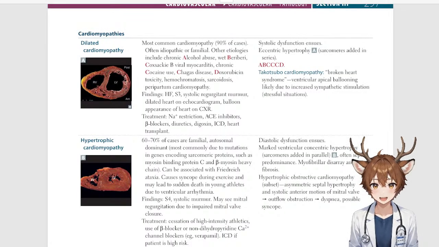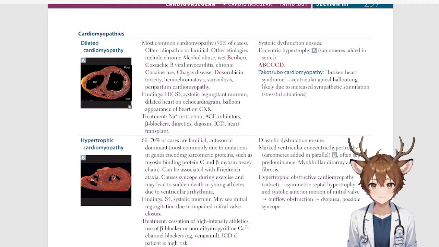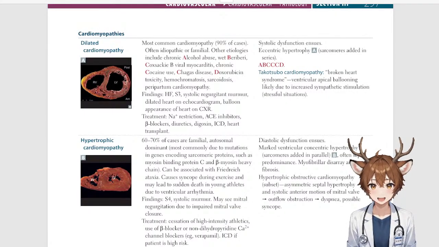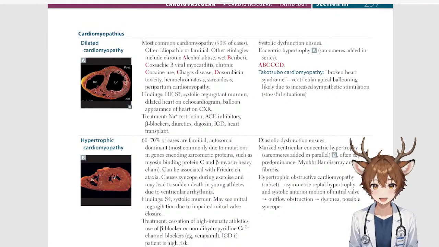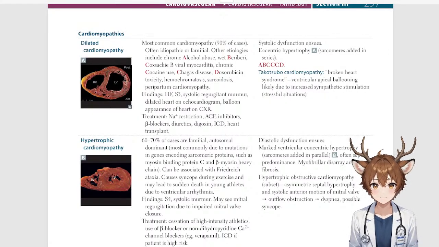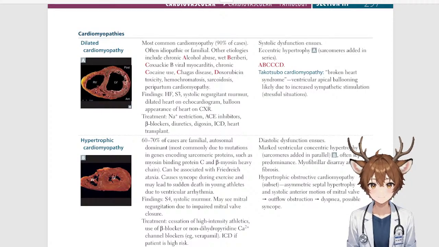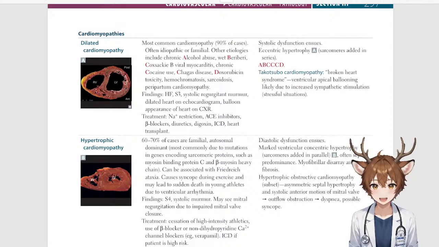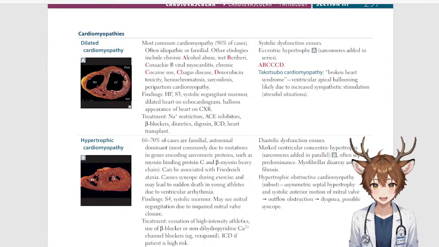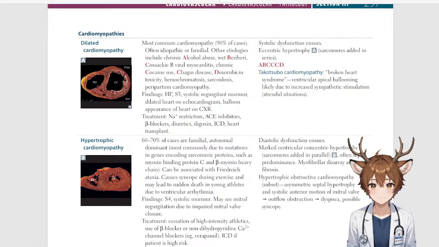Systolic dysfunction ensues. We're talking about dilated cardiomyopathy, by the way. It displays eccentric hypertrophy, which you can see in the picture, as sarcomeres are added in series. Compare that to athlete's heart, where left and right ventricle enlargement facilitates an increase in stroke volume and cardiac output. Stress cardiomyopathy, also known as Takotsubo cardiomyopathy or broken heart syndrome, causes ventricular apical ballooning, likely due to increased sympathetic stimulation, for example in stressful situations.